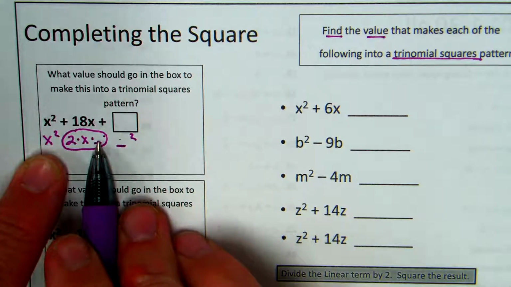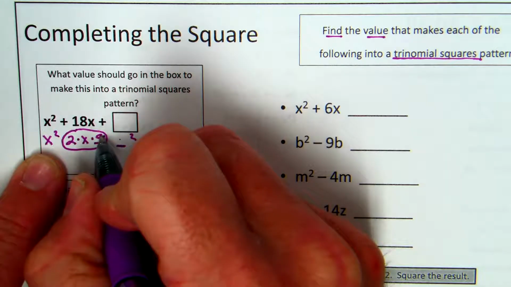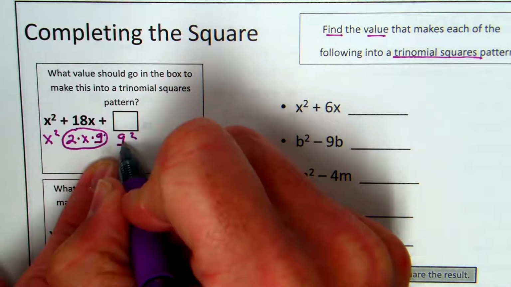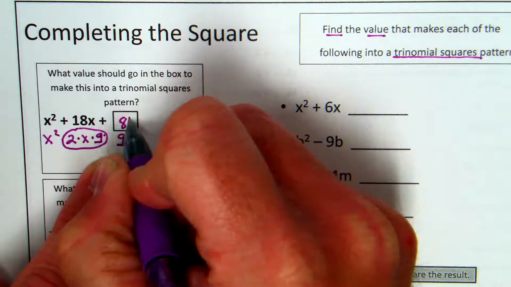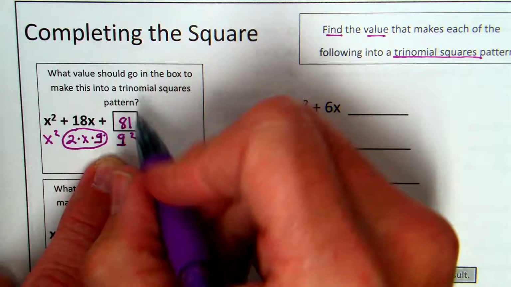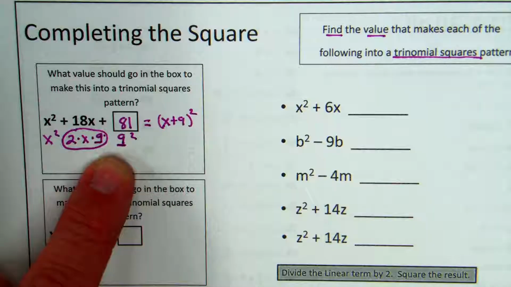Can you spot what that number is? 2 times x times what equals 18x? That tells me this has to be a 9. That means this is 9 squared, or 81. This, by the way, is x plus 9 times itself. See how I did that?